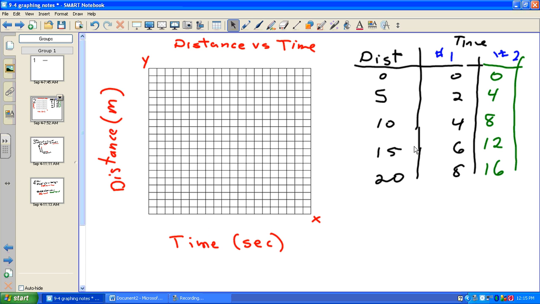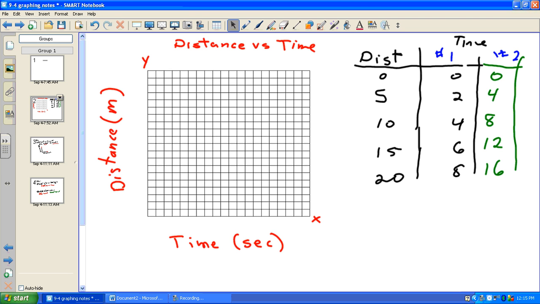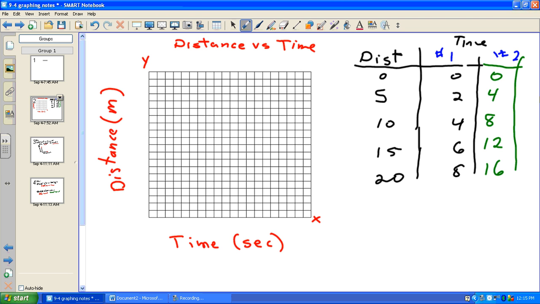Okay, so here's our data over here on the right. Our distances are going to be 0, 5, 10, 15, and 20. So when we make our y, there's 20 on here, so every line has to be 1. Now, I can write 0, 1, 2, 3, 4, 5, 6. See how messy it's getting?